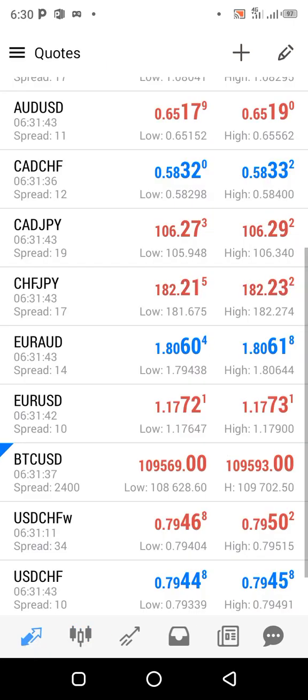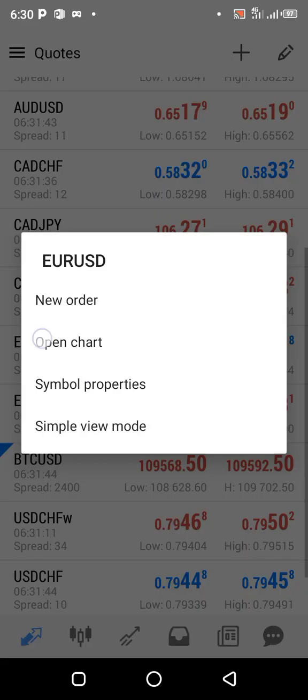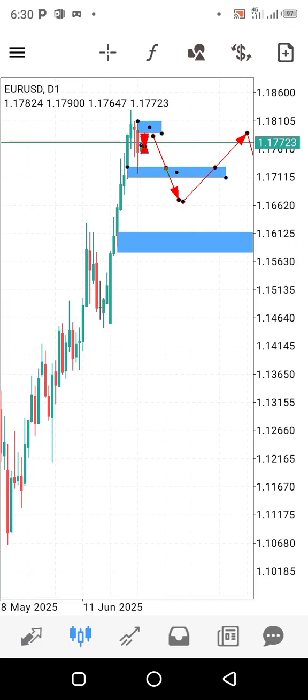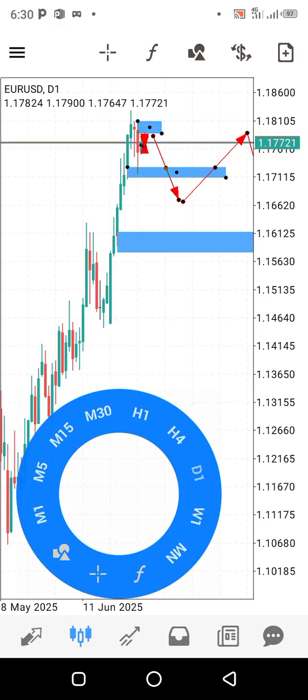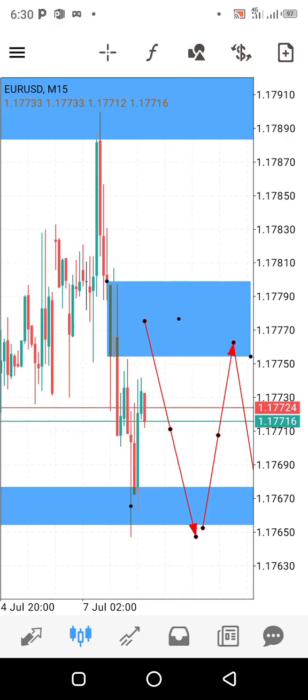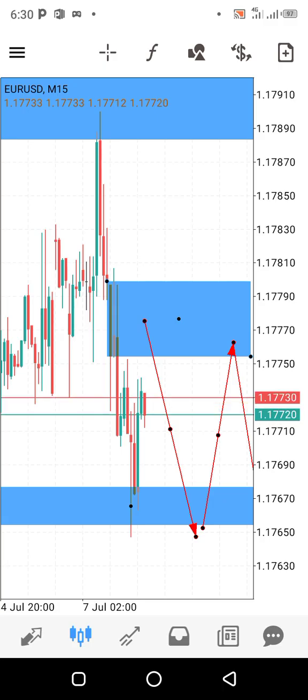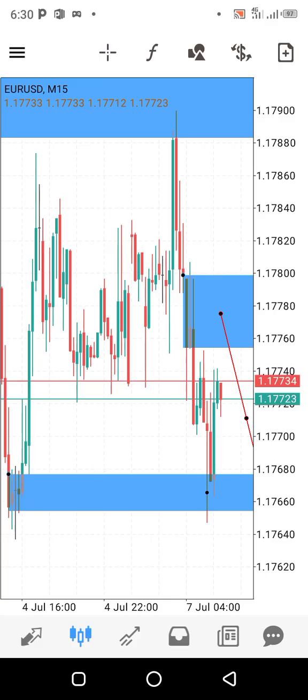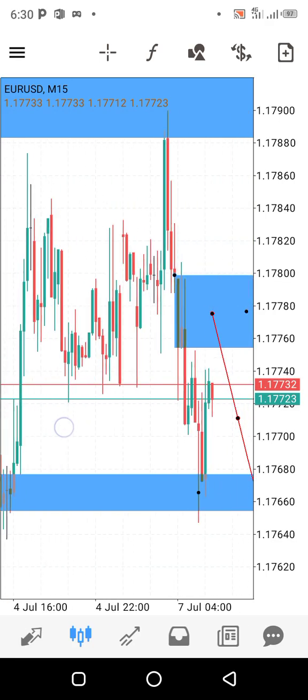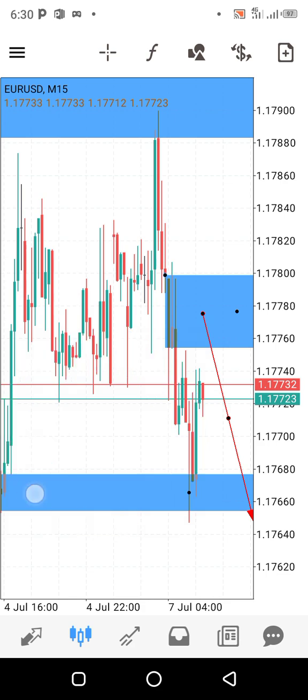But now as I've told you guys, for EurUsd, I'm just looking out for this area to be broken on the M15. There is a supply zone there. But for confirmation, let me first show you guys what I'm seeing.